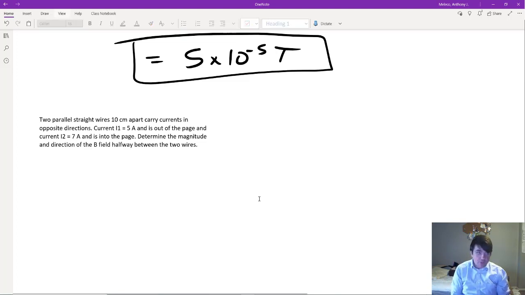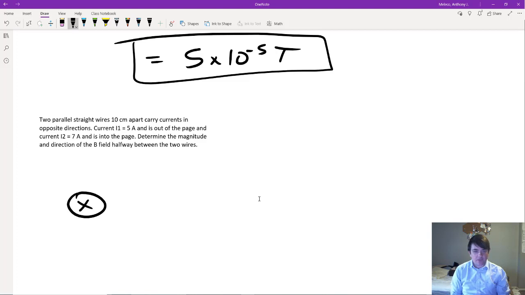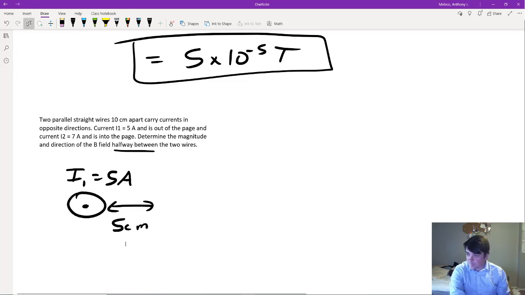So the very first thing we should do is draw it. We have current I1, 5 amps, out of the page. Sorry, a dot is out of the page. And so this would be I1 equals 5 amps. These wires are 10 centimeters apart, but we want it halfway between, so I'm going to draw a little line and label it 5 centimeters. This is the area where we want the B field. And this will produce B1.